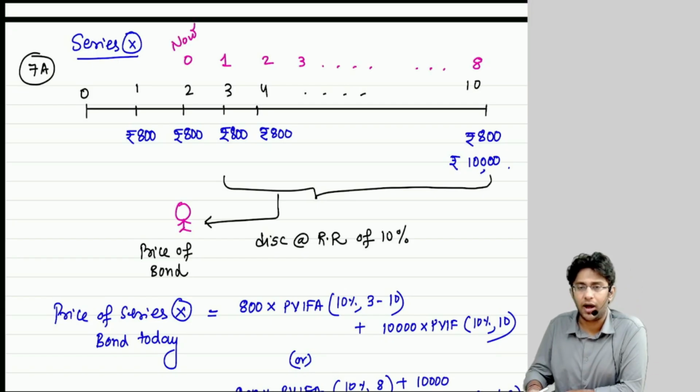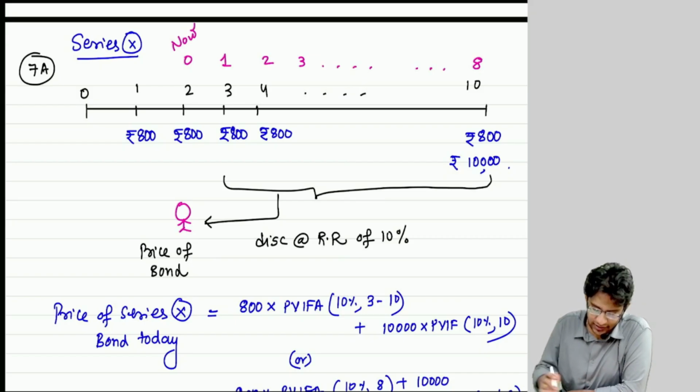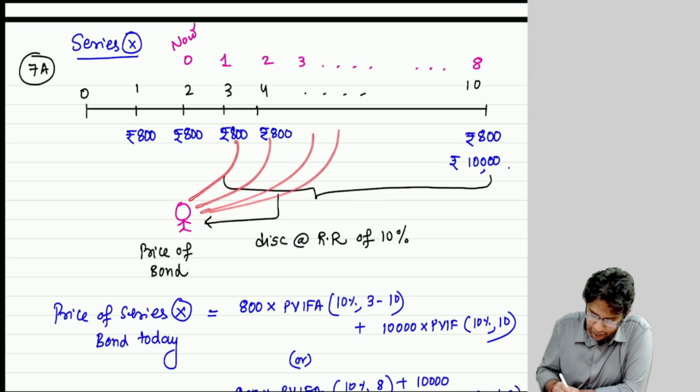So tell me, sir, 10,000 rupees is how far from you? 8 years far from you. So discounting has to be done with 8 years. This 800 is how far from you? This 800 is just 1 year far from you. So you have to discount it only by 1 year. So this by 1 year, the next by 2 years, 3 years, 4 years, and this by 8 years.